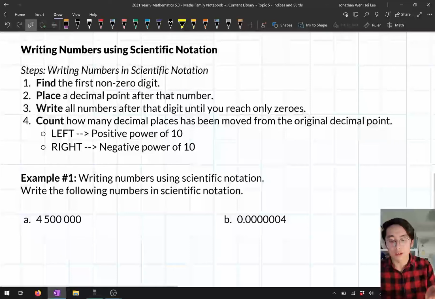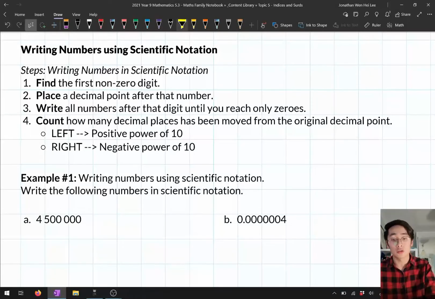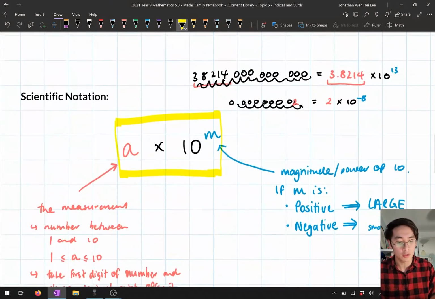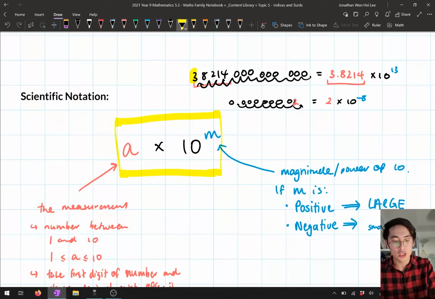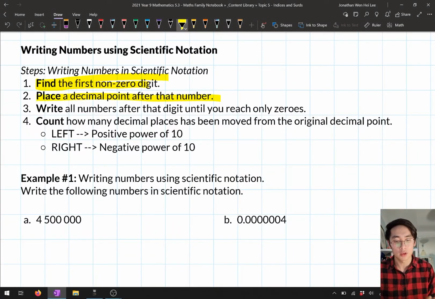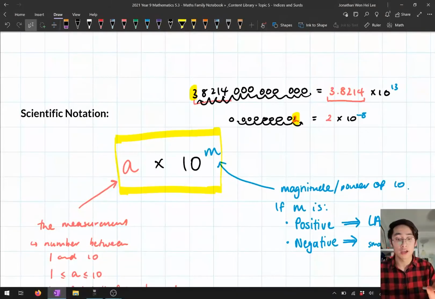When we are writing numbers in scientific notation, what we want to do is a few steps here. So first, find the first non-zero digit. We're going to read the number from left to right, and find the first digit which isn't a zero. Just like I did over here with those numbers. And then we're going to place a decimal point after that number. So here for my first example, I did 3 and I put a dot. And so I went 3.8214.